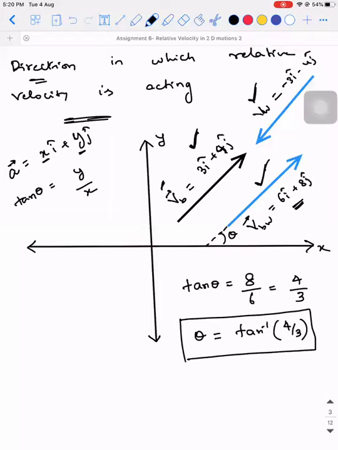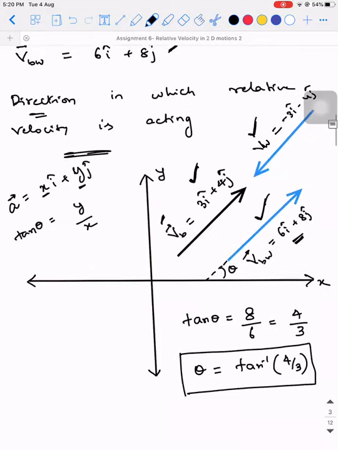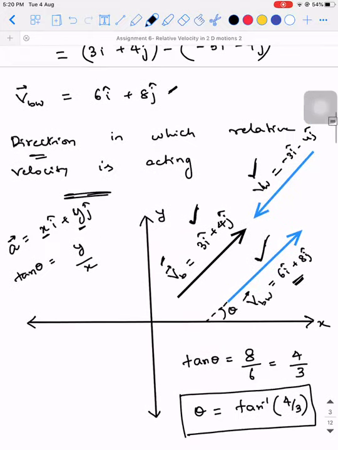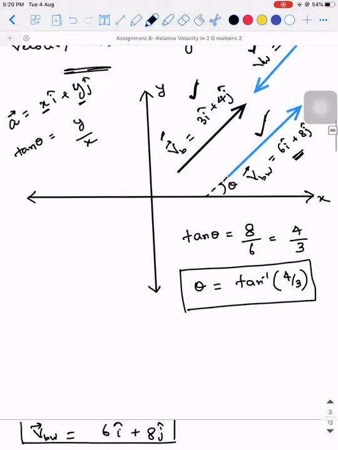See, nobody will ask you all these things. It is for me to explain what is the physics behind it. Nobody will question all these things. Am I clear on this? Are you able to slightly visualize what is the meaning of this relative velocity? Yes, sir. Right? So this is going to be 3i cap plus 4j cap. Shall we move on to the next one?